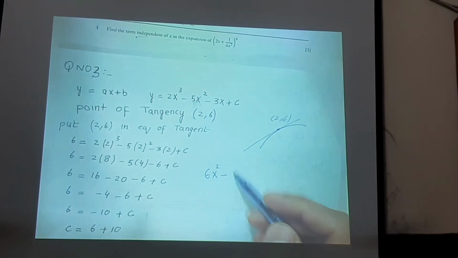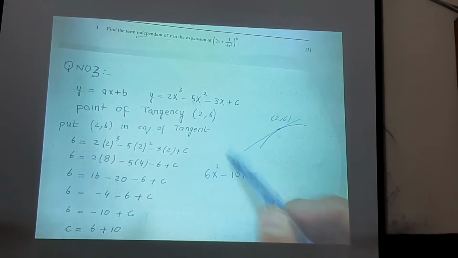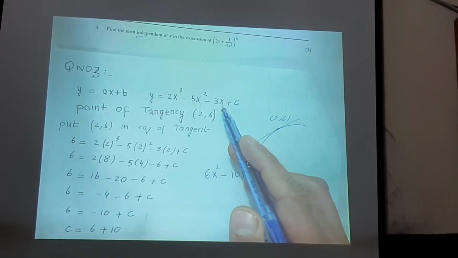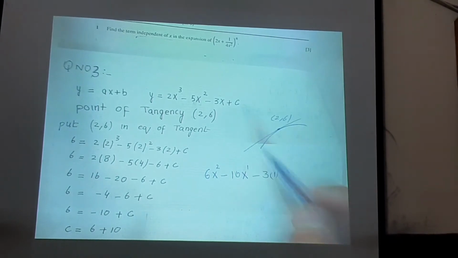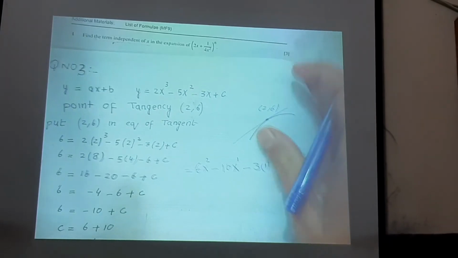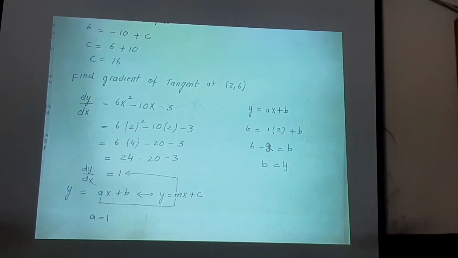2 into 5 is 10, and then decrease the power by 1, it is 2, and when you decrease it, it becomes 1, minus 3, and the derivative of x is 1. However, the derivative of a constant is 0. So this is my derivative, which I have written here. Now this is the derivative, the gradient.